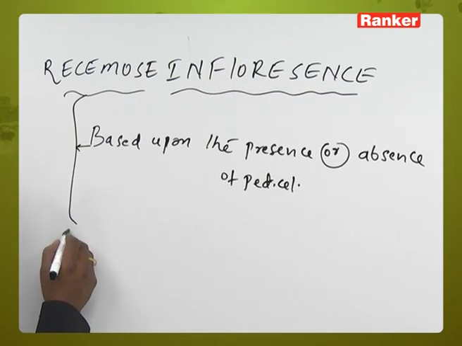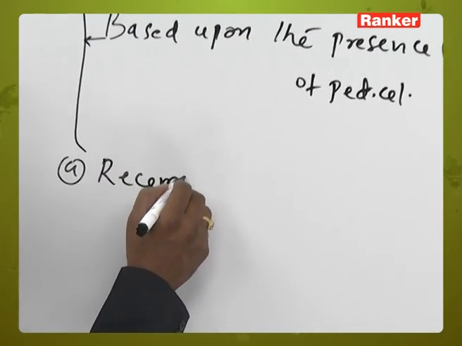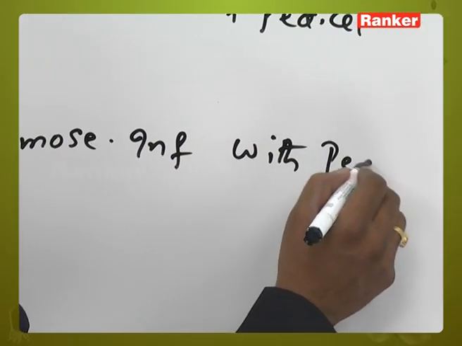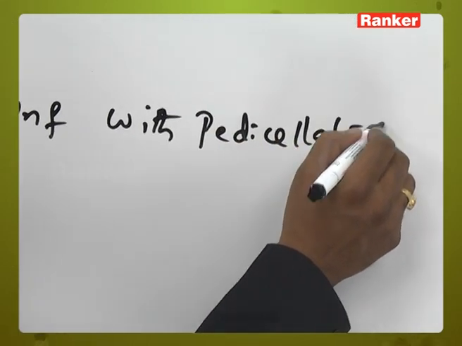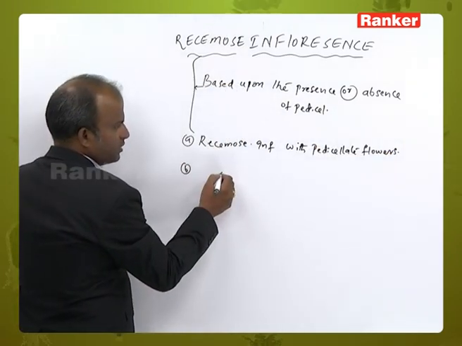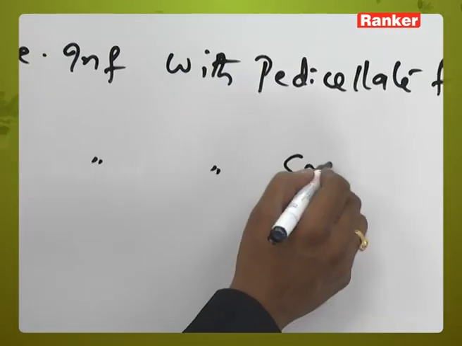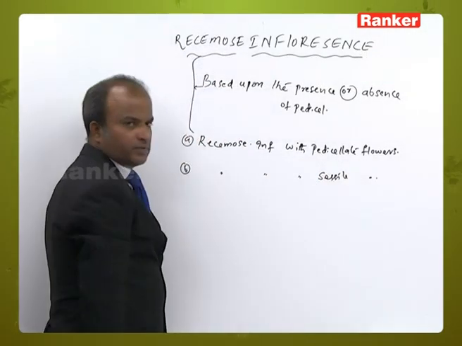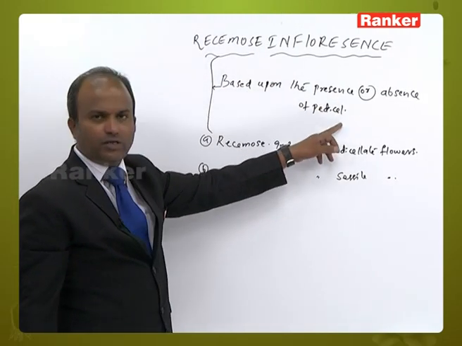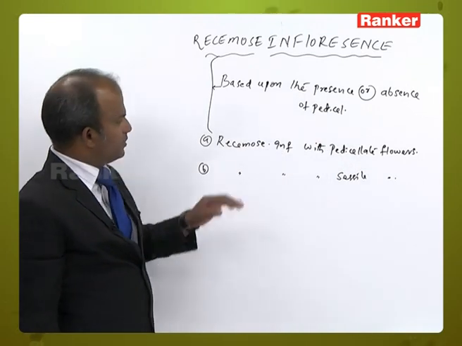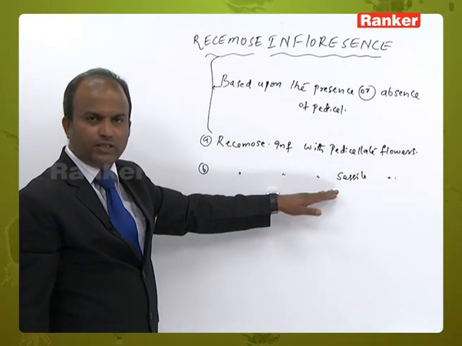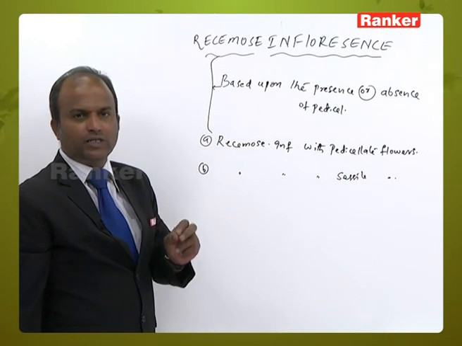One, it is racemose inflorescence with pedicellate flowers. And the second one is racemose inflorescence with sessile flowers. So racemose inflorescence, based upon the presence or absence of pedicel, is of two types: racemose inflorescence with pedicellate flowers, and racemose inflorescence with sessile flowers.